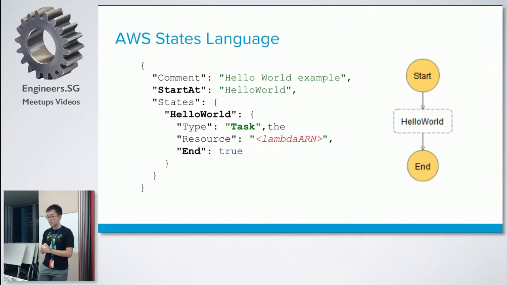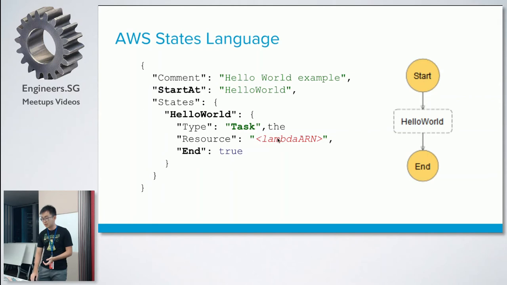So this is an example of a state machine written in the Amazon States Language. It's just JSON. To produce the state machine on the right, we have this JSON where it says we start at a state called HelloWorld. Then we define a series of states. HelloWorld is one of them.